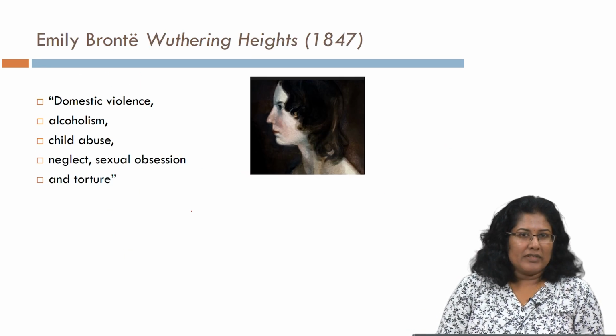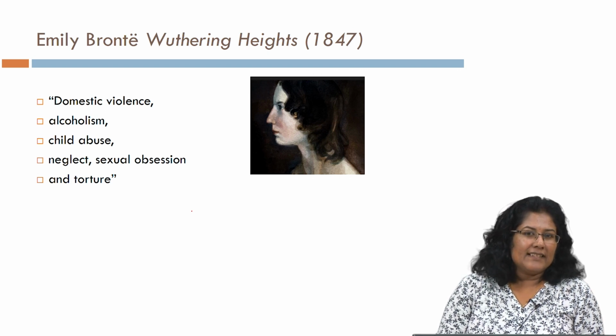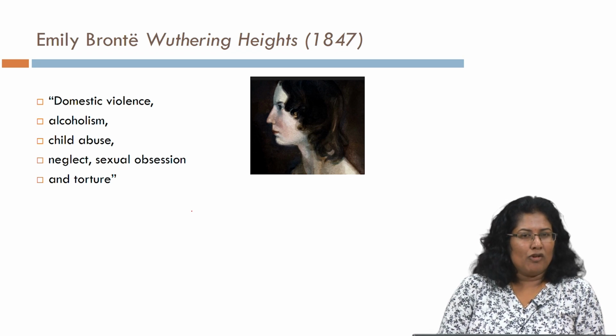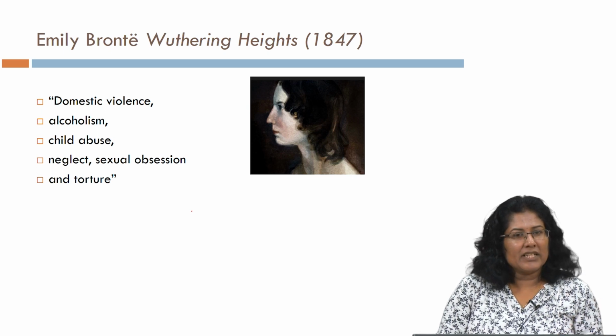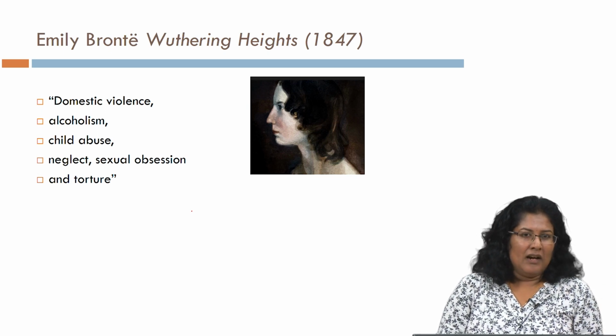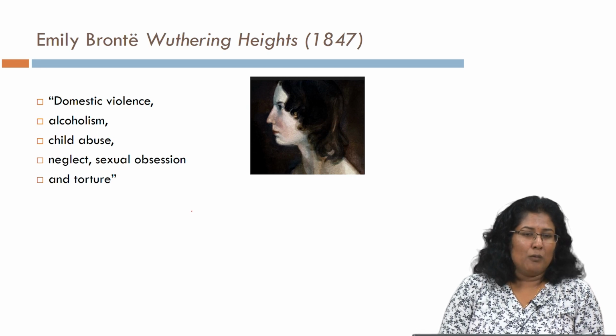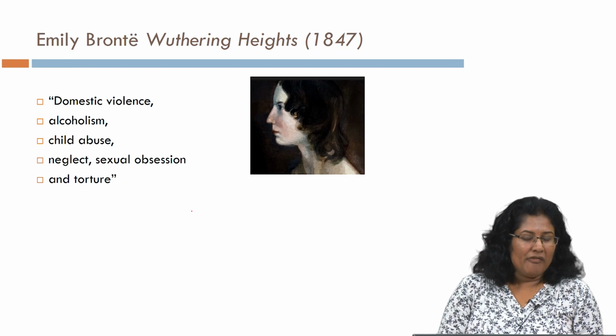Now, Emily Brontë's Wuthering Heights, which was published in the same year, 1847, is also considered to be Gothic in tone. The subject matter of Wuthering Heights is highly unusual. I have listed out some of the key themes of this particular work that the critics usually point out in relation to this particular novel. So there is domestic violence, alcoholism, child abuse, neglect, sexual obsession and torture.